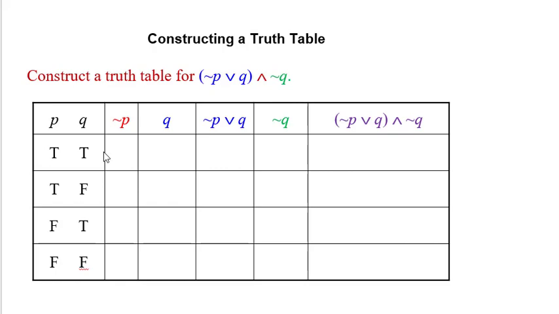So let's work on constructing another truth table. Once again, I have my P and Q ready to go. True, true, true, false, false, true, false, false.